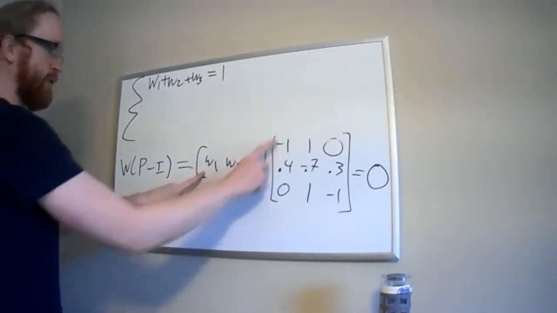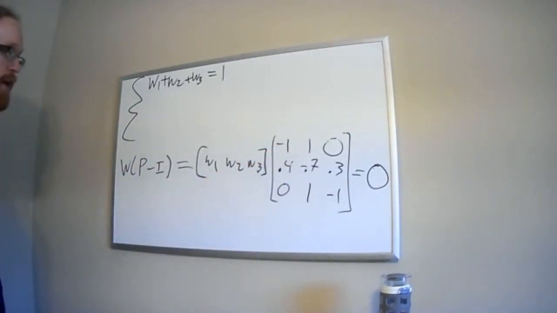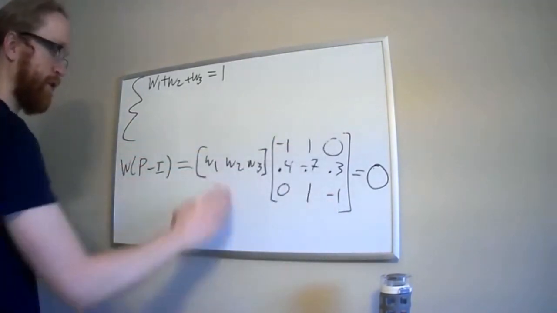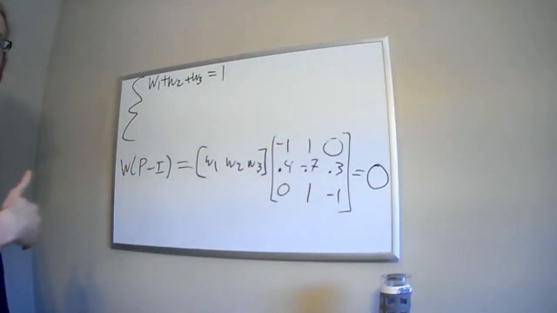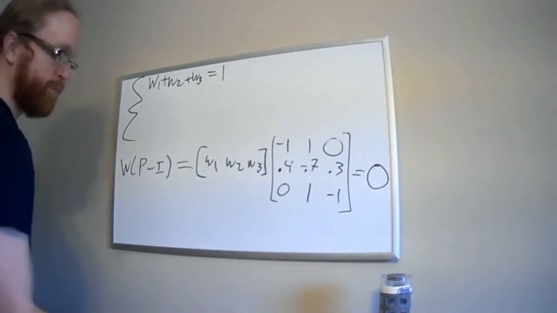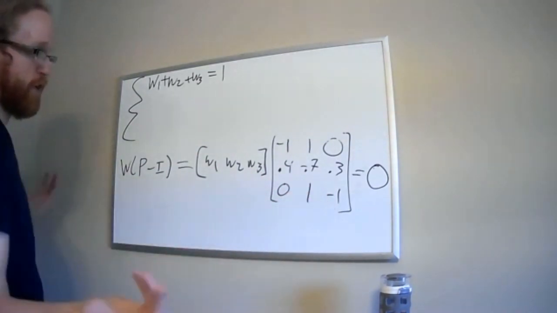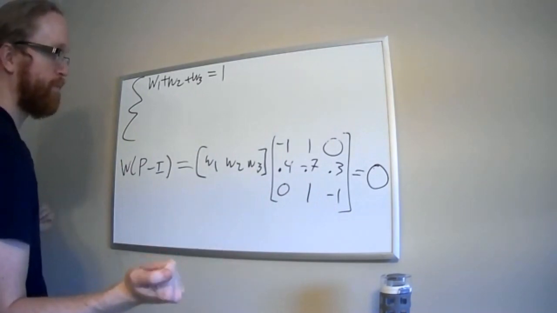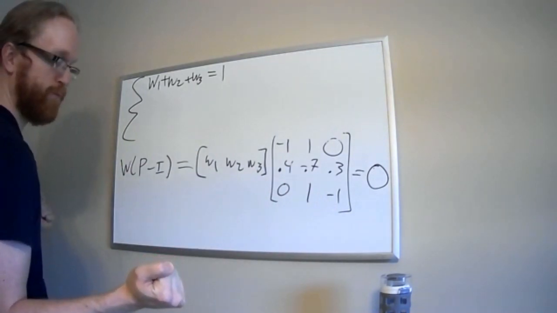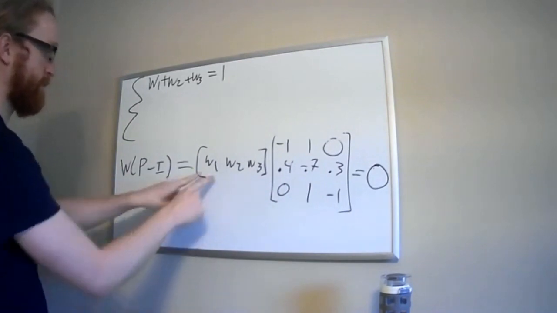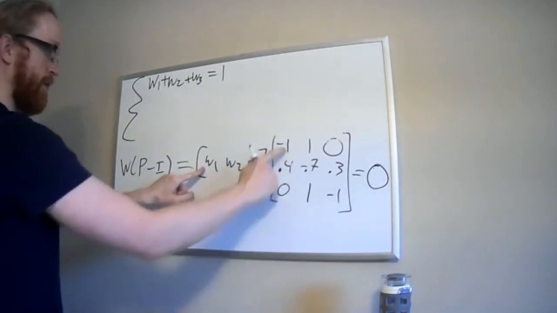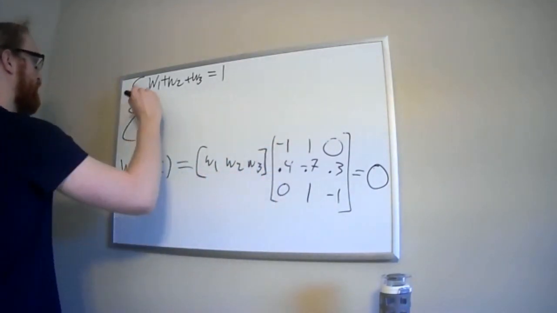And now I'll start carrying out this multiplication to get the rest of the equations in the system. So I'll take the row times the columns. And just like before, I can ignore the last column, because if I take all of them, one of these is going to be a redundant equation. I don't need it. It won't tell me anything new. So I'm just going to ignore the last column. And that'll work. So let's do that. We'll take this times the first column. We'll get negative w1 plus 0.4 w2.